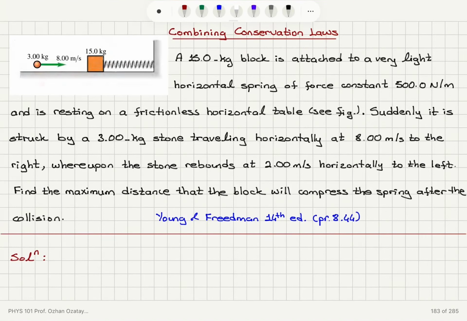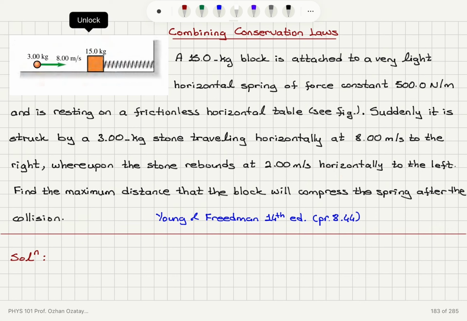Combining conservation laws. A 15 kilogram block is attached to a very light horizontal spring of force constant 500 newtons per meter and is resting on a frictionless horizontal table, as you can see in the figure. Suddenly it is struck by a 3 kilogram stone traveling horizontally at 8 meters per second to the right, whereupon the stone rebounds at 2 meters per second horizontally to the left.